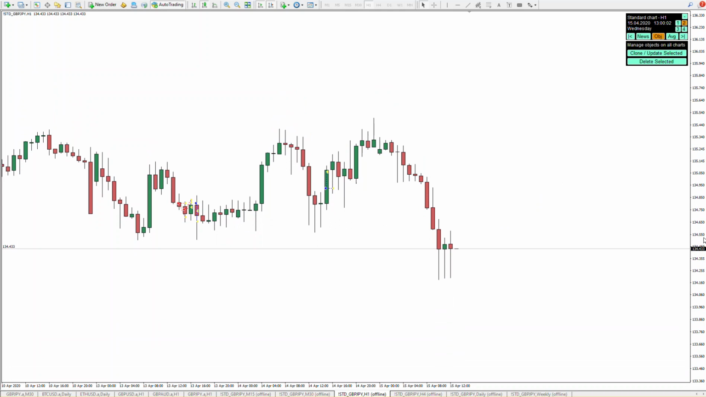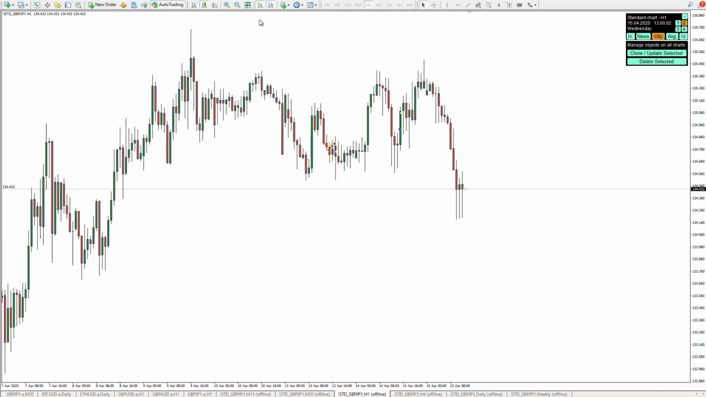H1. Okay. H1. We had this support formed. We have this resistance. If you can close inside this range, there's a high chance we will test the highs again. But currently we are testing the breakout here.